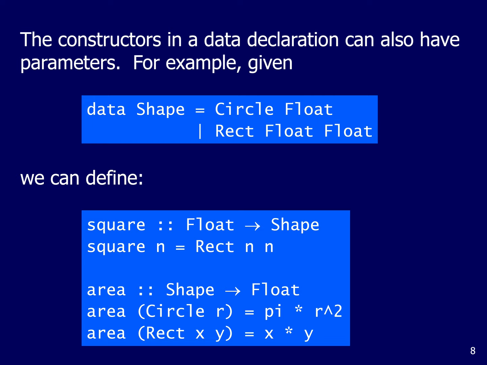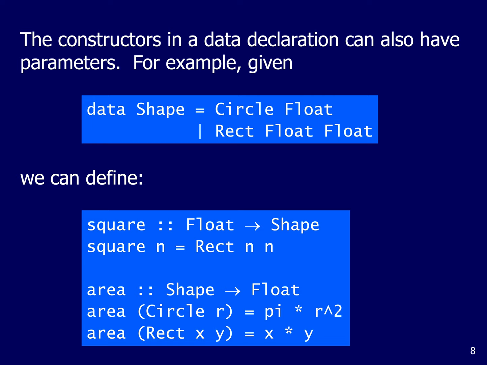And then, of course, we could use this data type to define some useful functions. So at the top of the bottom blue box, I'm defining a function called square. And square takes a float as an input. That's going to be the length of the side of a square, and it's going to build a shape. And the definition is the obvious one. A square of size n is simply a rectangle of size n by n.